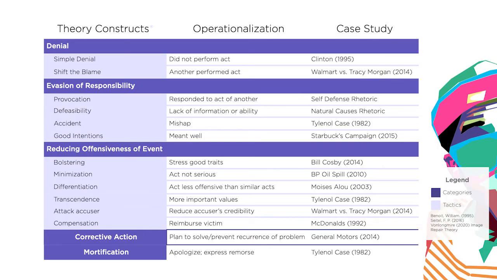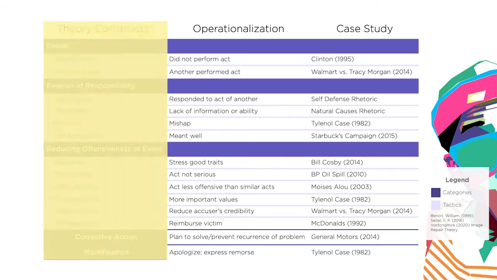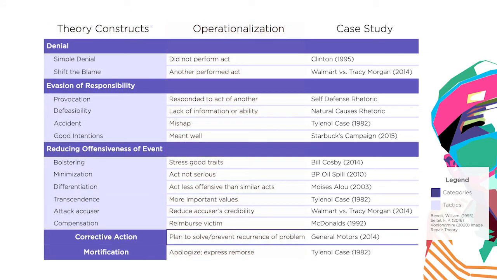I did not want to just stop with Johnson & Johnson, so I created a chart of definitions and case studies that you can look into further. Go ahead and screenshot this or head over to my blog for the downloadable version. The three columns at the top is really how it's organized: theory constructs, operationalization, and case studies. It also has all five of the categories of image repair theory.